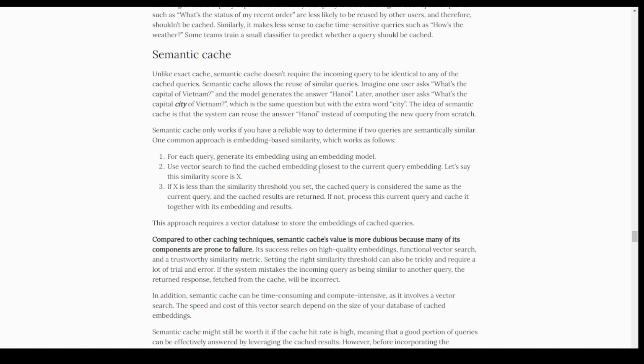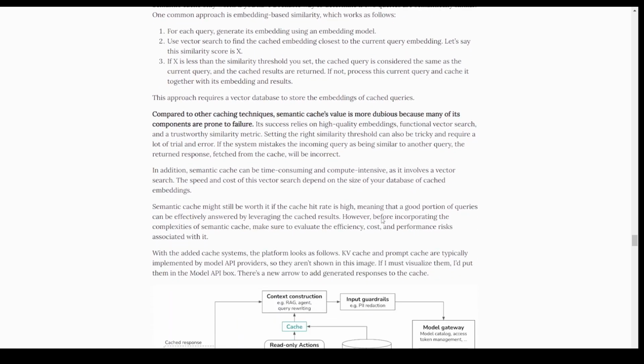Compared to the other caching techniques, the semantic cache's value is more doubtful because many of its components are prone to failure. But if it works with high quality embeddings, then I think there is no comparison for this thing. It could work out very well, but a lot of times it's prone to failure, and we might need to restructure or re-engineer so that we have the right semantic cache.